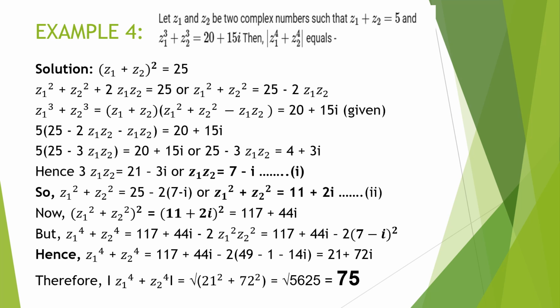So now mod of z1 raised to 4 plus z2 raised to 4 is equal to, how do you get the value of mod z? Root of a square plus b square. So a is 21 over here, b is 72. The root of 21 square plus 72 square, which is equal to root of 5625 or 75. So the answer, mod of z1 raised to 4 plus z2 raised to 4, is equal to 75.